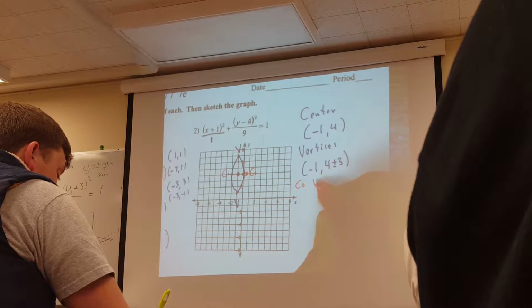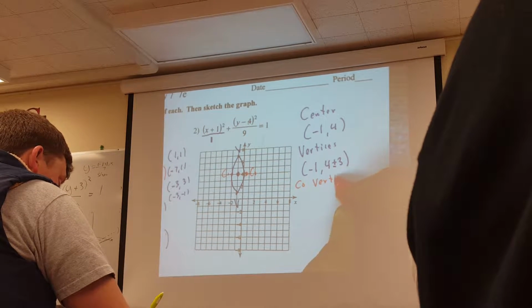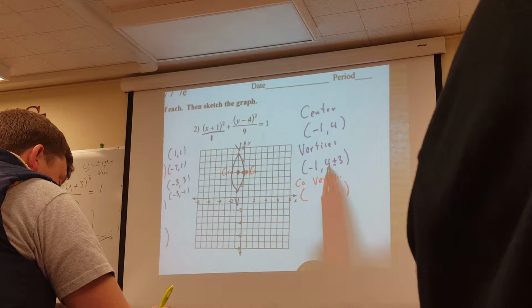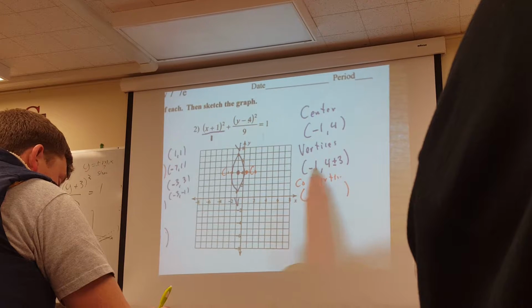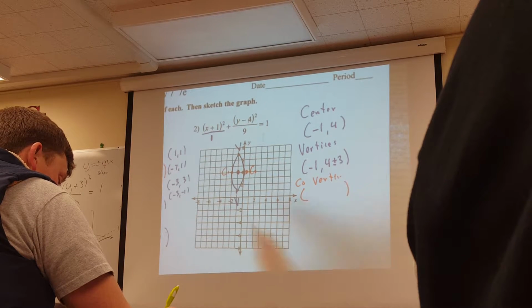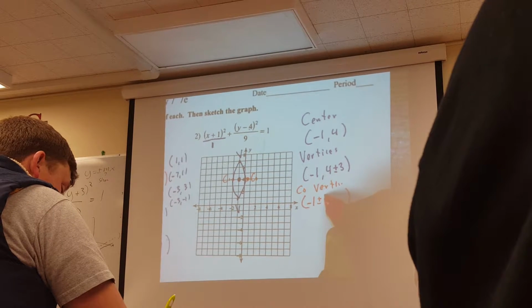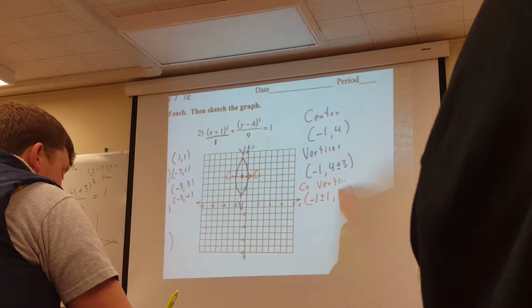Now, the co-vertices are these over here, the short ones, okay? So the co-vertices will be opposite the vertices. Instead of adding it to 4, you add it to negative 1, but you only add a 1. So you write negative 1 plus or minus 1, and then go comma 4.